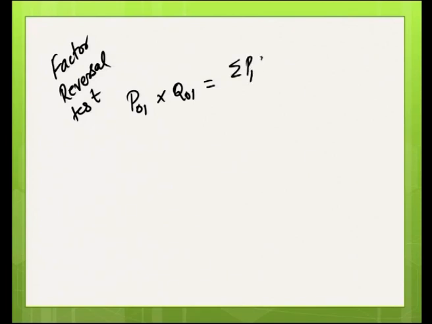Next is a factor reversal test. We should check whether the factor reversal test is satisfied. What does it say? The factor reversal test is that P01 into Q01 should be equal to the value index. So, P01 into Q01, summation P1 Q1 by summation P0 Q0, is nothing but 530 by 425. This is the value index value.